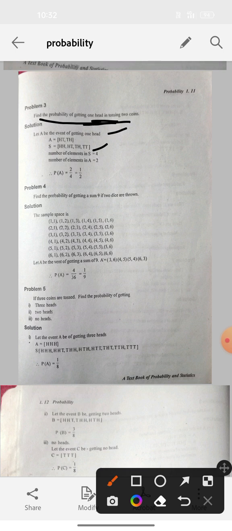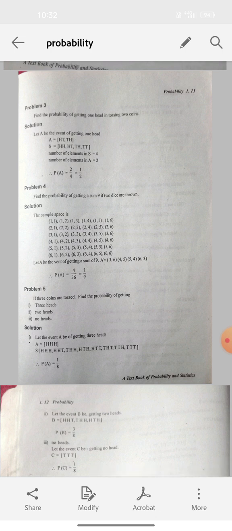When they ask at most heads, then you will take HH also into the particular A. But they are asking only one head, so exactly one head: head and tail, or tail and head. There are only two such cases out of four cases. So the number of favorable cases over the number of exhaustive cases is 2 by 4. Probability has to be in the lowest terms, so it cancels to 1 by 2.